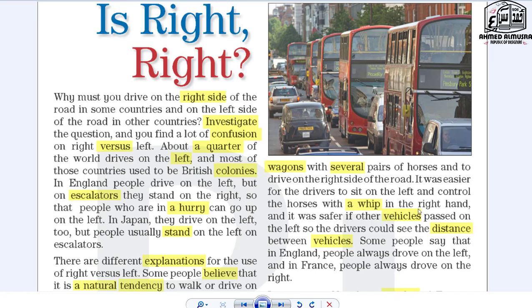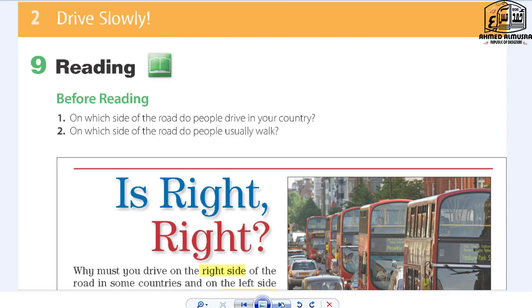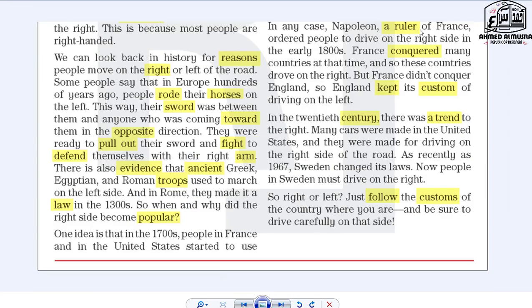And it was safer if other vehicles passed on the left so the drivers could see the distance between vehicles. Some people say that in England, people always drove on the left, and in France, people always drove on the right. In any case, Napoleon, a ruler of France, ordered people to drive on the right side in the early 1800s. France conquered many countries at that time, and so these countries drove on the right. But France didn't conquer England, so England kept its custom of driving on the left.